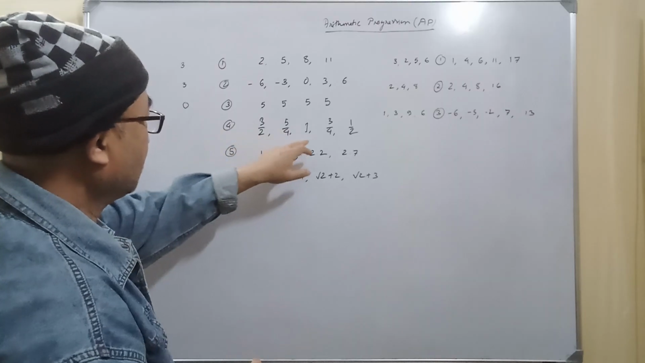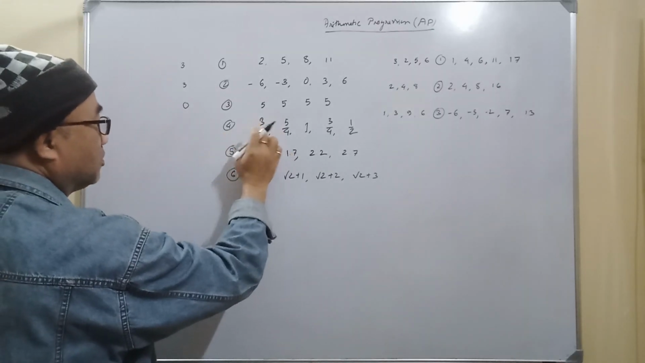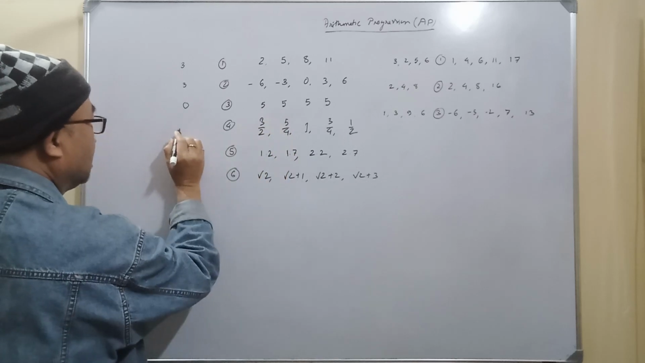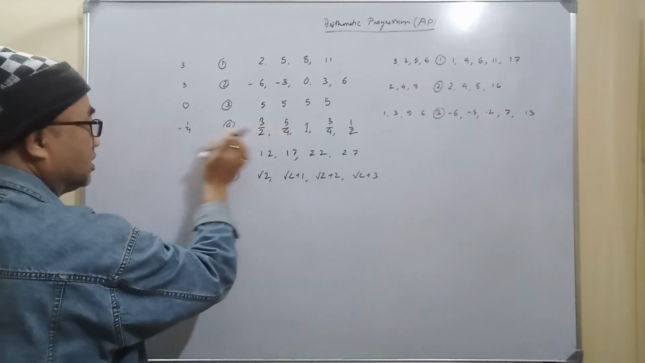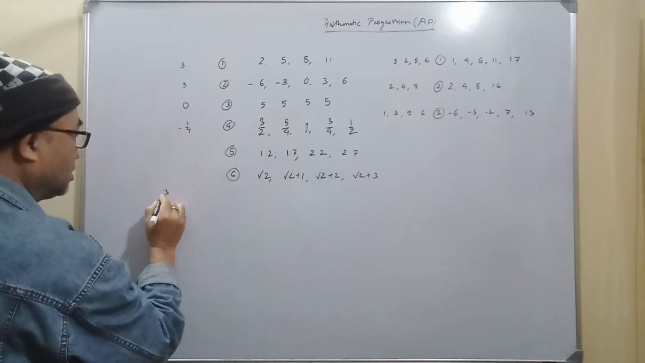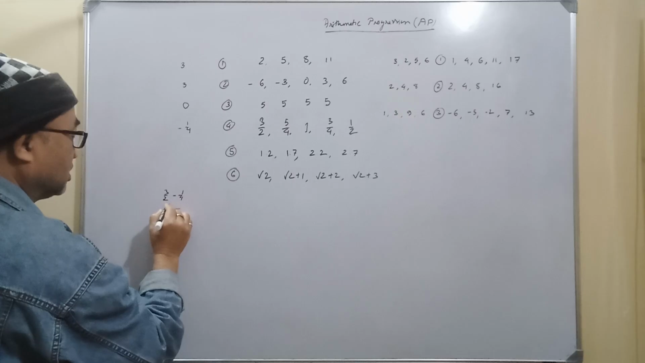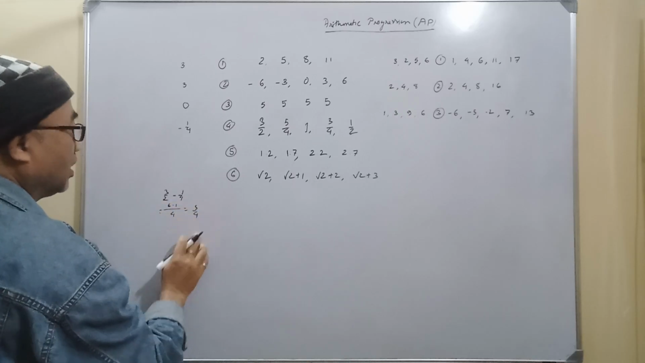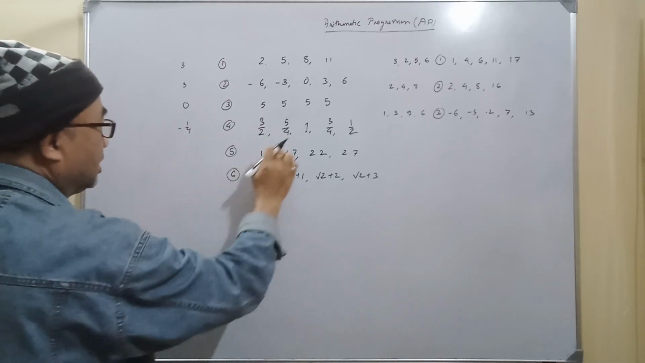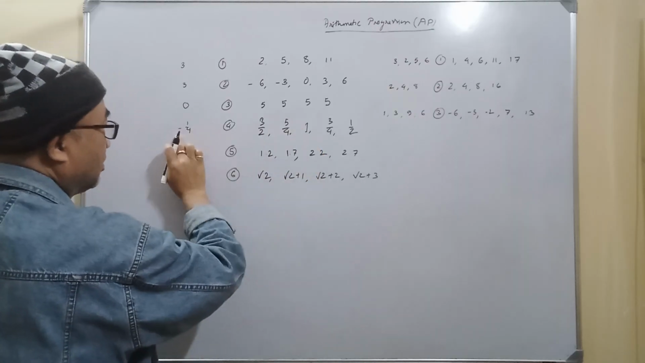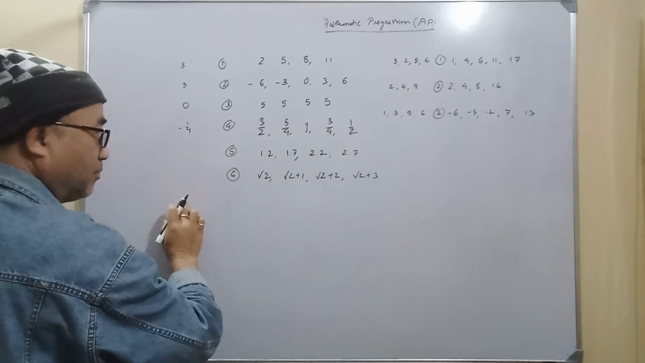Three by 2, 5 by 4, 1, 3 by 4, half. What is the difference between these two? 3 by 2 minus 5 by 4 is minus 1 by 4, because 6 by 4 minus 5 by 4 is 1 by 4. Hence, the difference between this and this one is minus 1 by 4. Again, this one and this one, the difference is minus 1 by 4. Here also it is minus 1 by 4, and here also it is minus 1 by 4.